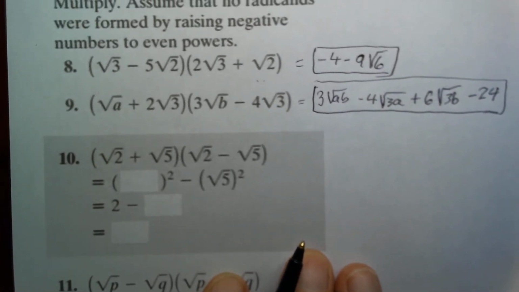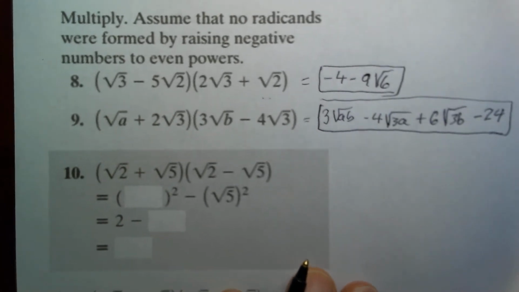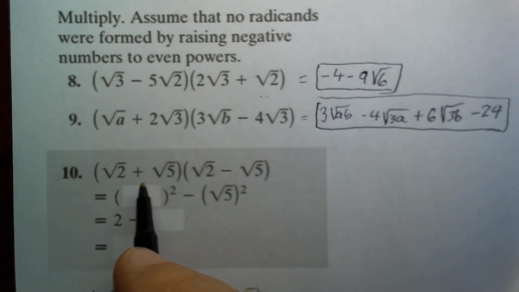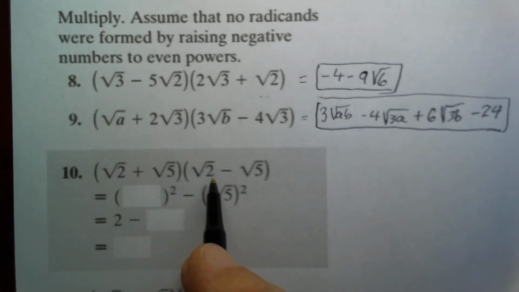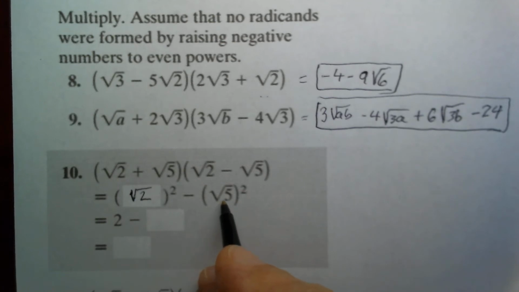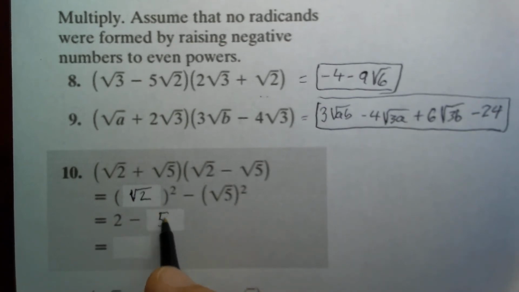And number 10 is another guided solution problem. Again, we recognize that these are of the form a plus b times a minus b. It would be a squared minus b squared. So there would be square root of 2 squared, minus square root of 5 squared. And of course the square root of 2 squared is 2, and square root of 5 squared is 5, so 2 minus 5, or the answer is negative 3.